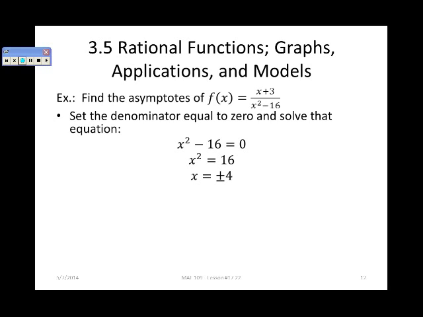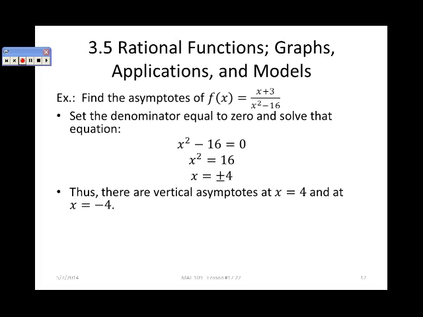Both of those are equations. X equals a constant. So those are the equations of two vertical asymptotes. There's a vertical asymptote at x equals 4 and a vertical asymptote at x equals minus 4. Remember, asymptotes are lines. They're not points. So there are two vertical asymptotes for this. The graph of this function will not cross the vertical, period. Okay, so those are the vertical.